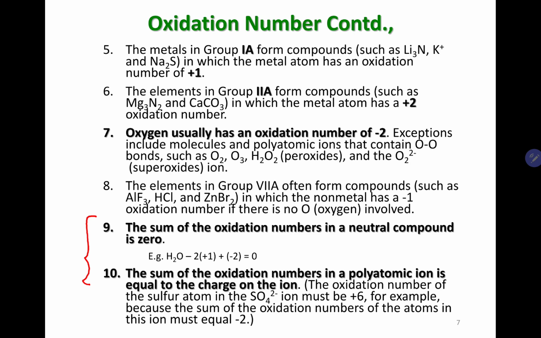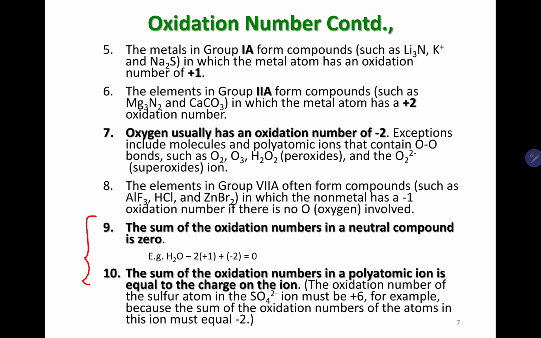And according to rule number 6, compounds containing group 2A metals always tend to have a +2 oxidation number for the group 2A metal. So if you have a group 2A metal in a chemical compound, you can close your eyes and say, okay, the oxidation number of the group 2A metal is +2.